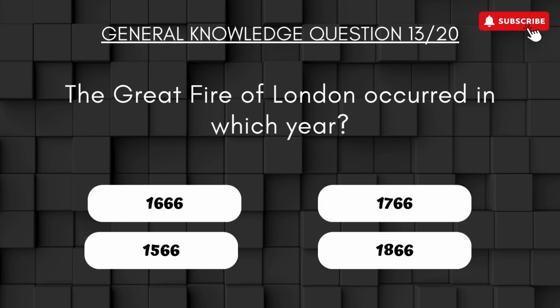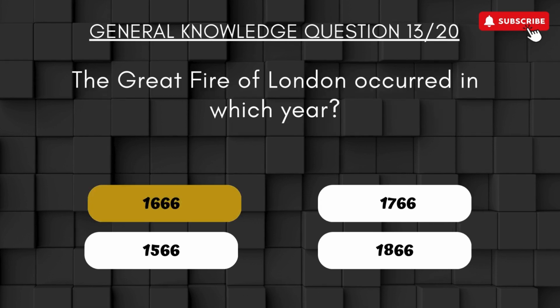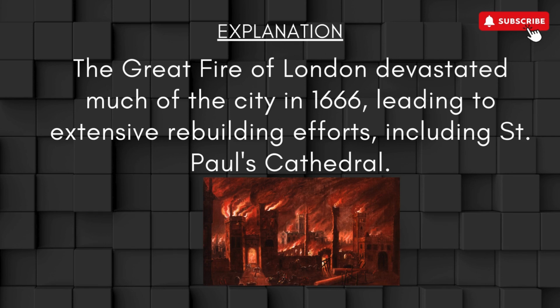The Great Fire of London occurred in which year? The Great Fire of London devastated much of the city in 1666, leading to extensive rebuilding efforts, including St. Paul's Cathedral.